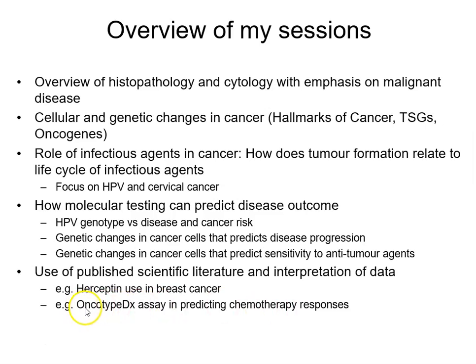In addition, we'll look at other molecular tests such as the Oncotype DX assay, which you covered briefly in biomedical investigations last year or the year before, but we'll be looking at assays such as Oncotype DX that can predict chemotherapy responses. So the whole module is an overview of basic pathological terminology, understanding histopathology, understanding cytology, but we're also going to be looking at the genetic basis of cancer, how cancer forms, how tumour suppressor genes and oncogenes work together to limit normal cell growth, and how that goes wrong in cancer.